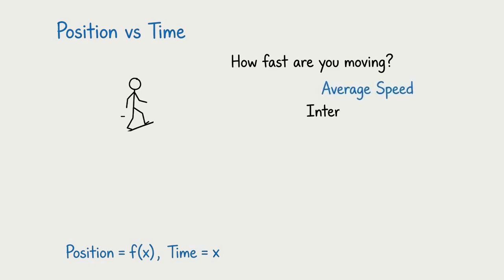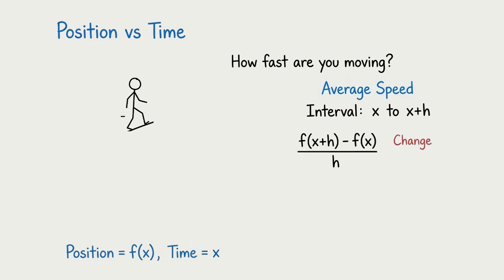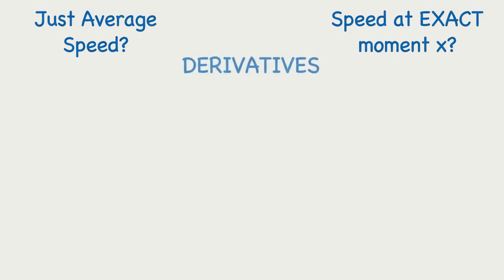So if you went from f of x to f of x plus h, your average speed is f of x plus h minus f of x, all divided by h. That's the change in position over the change in time. But that's just average speed. What if you want to know your speed at the exact moment x, not over a stretch of time, but right now? That's where derivatives come in.